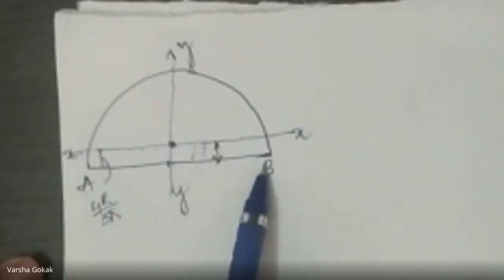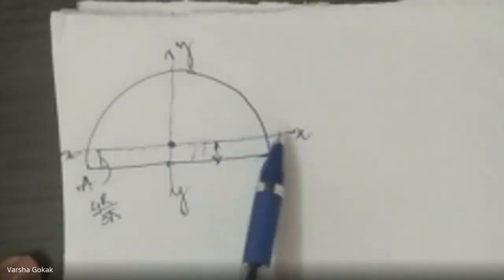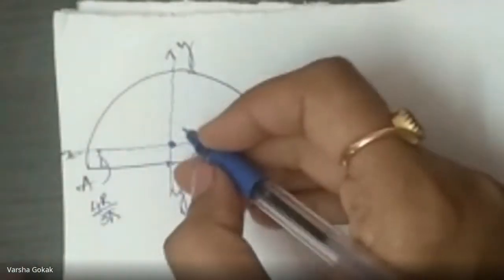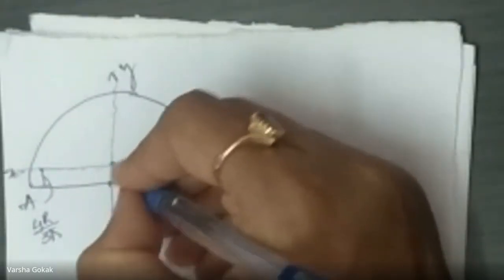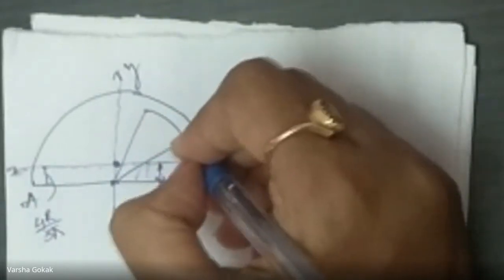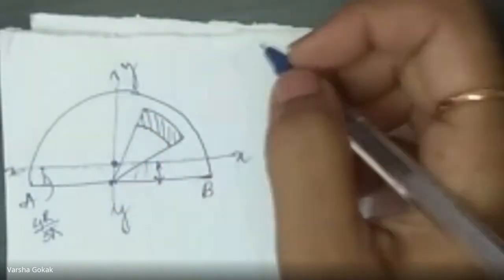AB is the base of the semicircle, XX is the centroidal axis, that is, that axis is passing through the centroid of the semicircle, that's why it is called centroidal axis. Now same like yesterday, as we do for a circle, I have to consider an elemental strip. So when I consider the elemental strip, it will have two differential parameters. One would be r and one would be theta. So this is your elemental strip, right?